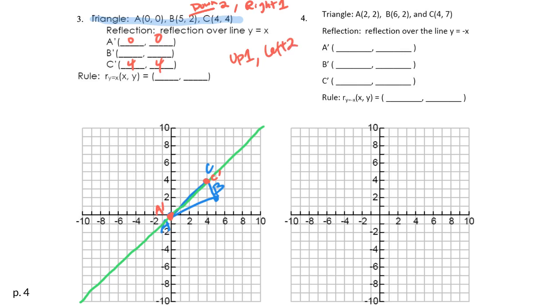Okay, so I not only reversed these directions, but I also flipped these numbers. So from C prime, I'm going to go up one, to the left two. And this is going to lead me to my B prime. So this point is B prime. So now I can connect my points. And it seems like my point for B prime was 2, 5.